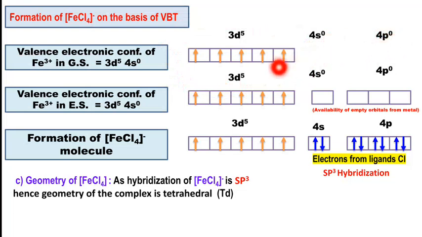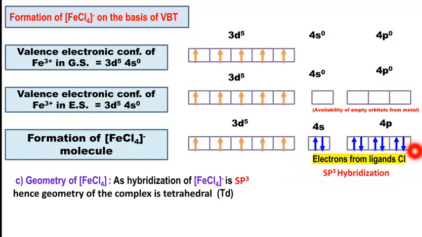And these are the 4s and 4p orbitals which are empty. Now let us consider the valence electron configuration of Fe3+ in the excited state. Again you can see that the d orbital is occupied by 5 electrons, and the 4s and 4p orbitals are empty orbitals provided by the metal. So here the metal Fe makes available the empty orbitals so that it can accept the lone pairs of electrons donated by the chloro ligands. Here is the formation of the FeCl4- complex. There will be no change in the 3d orbitals, and the 8 electrons donated by the 4 chloro ligands will be accommodated into the empty 4s and 4p orbitals.